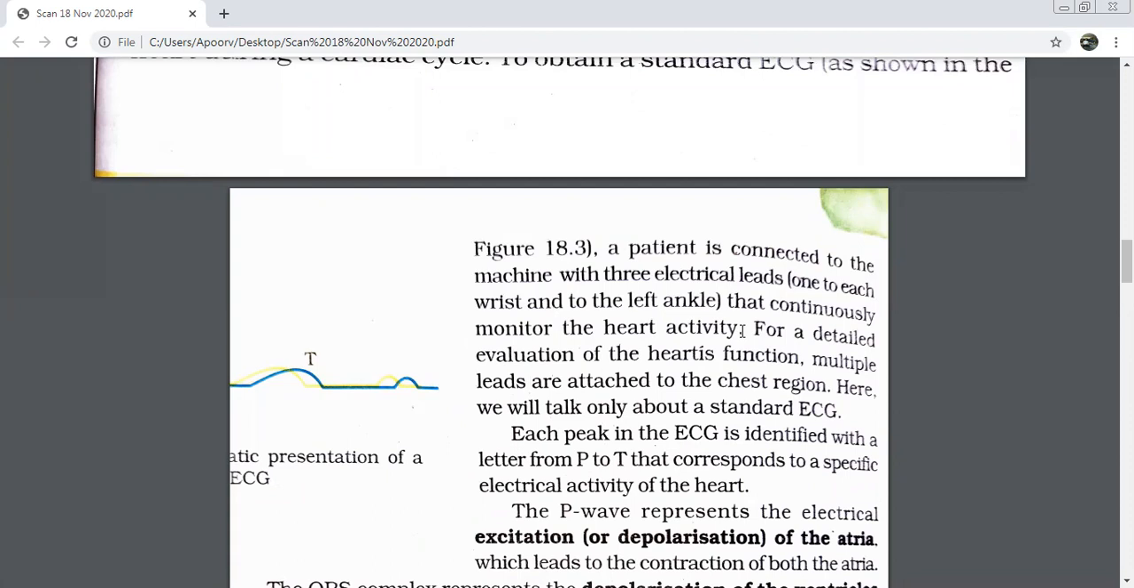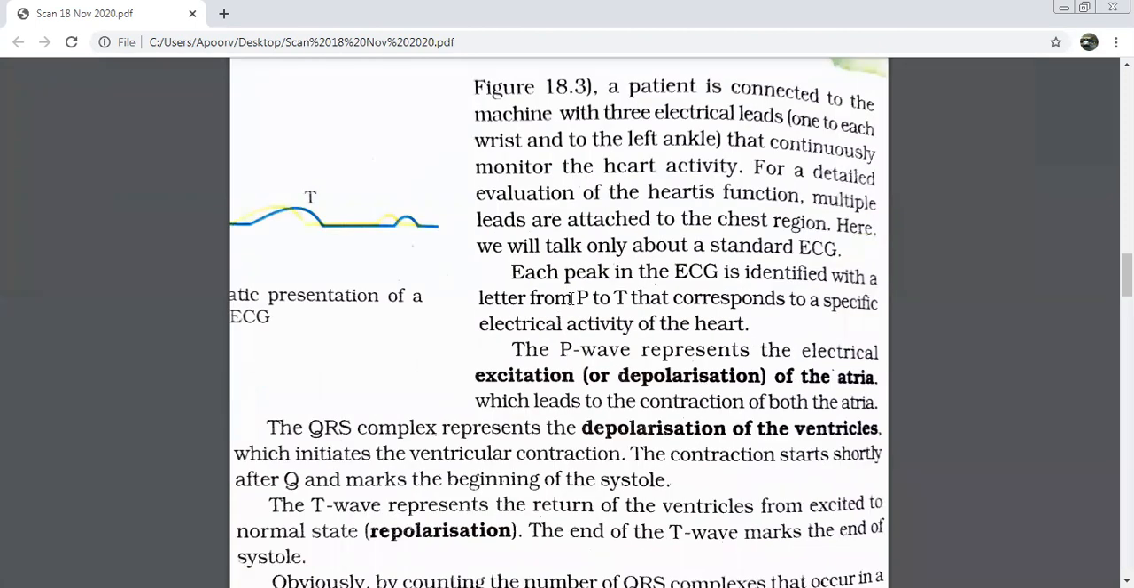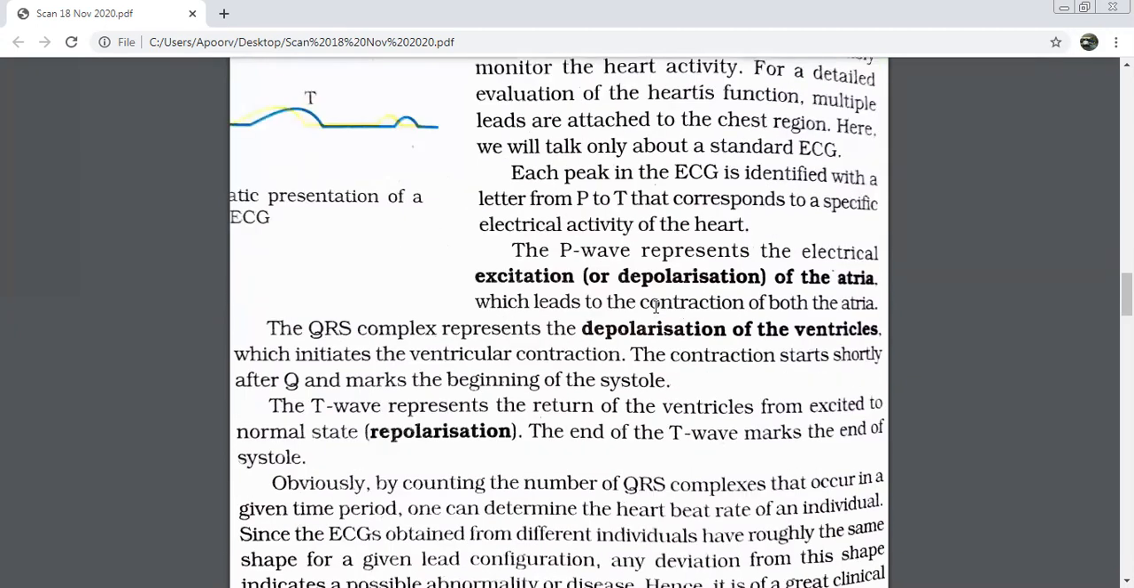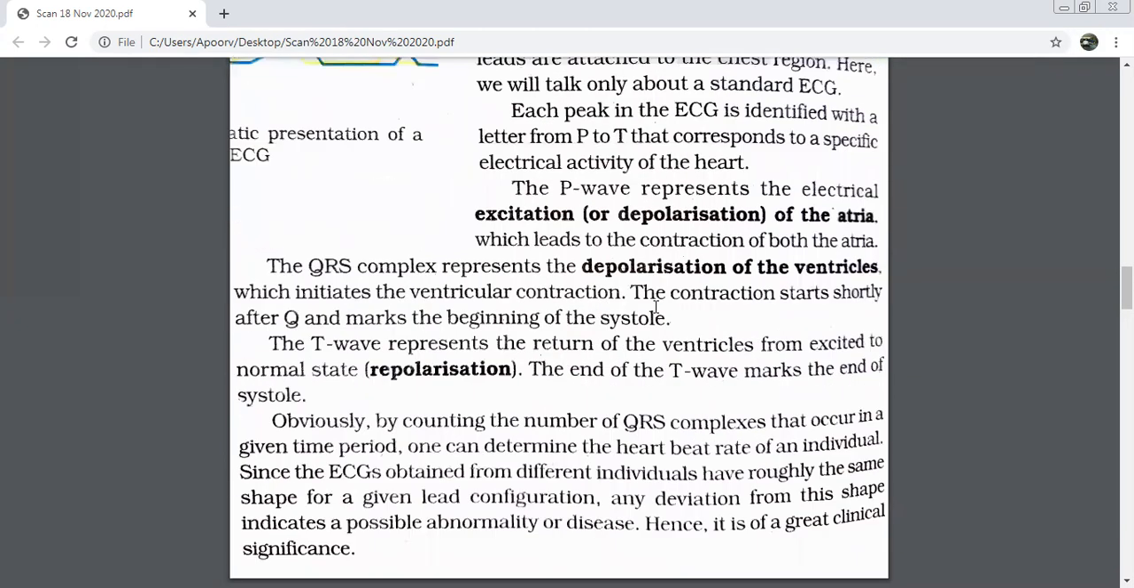Apart from these three, multiple leads are attached to which region of the body? Chest region. So be very careful. If it is an ECG, three main leads, one to each wrist, one to the left ankle, and many on the chest region. Next one, each peak in the ECG is identified with a letter from P to T. This is very important.